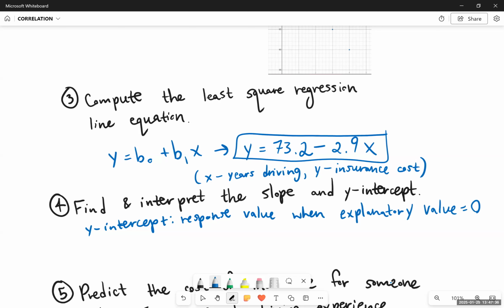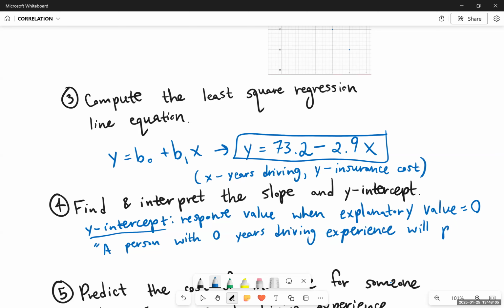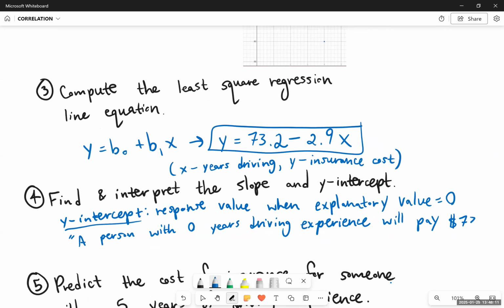Okay, so now replace response and explanatory with insurance cost and years driving, right? So in words, this would say a prediction: a person with 0 years, just started driving experience, will pay about 73.2 per month for their car insurance.